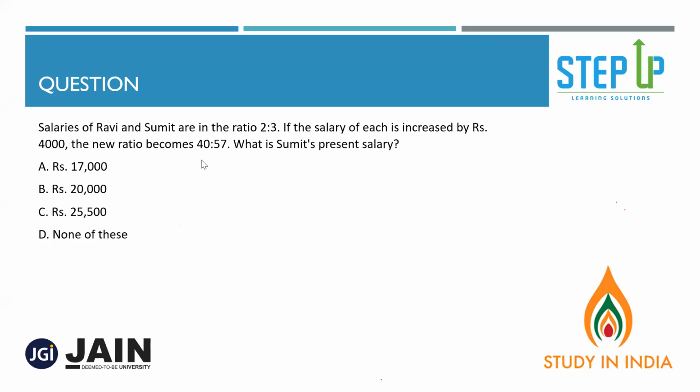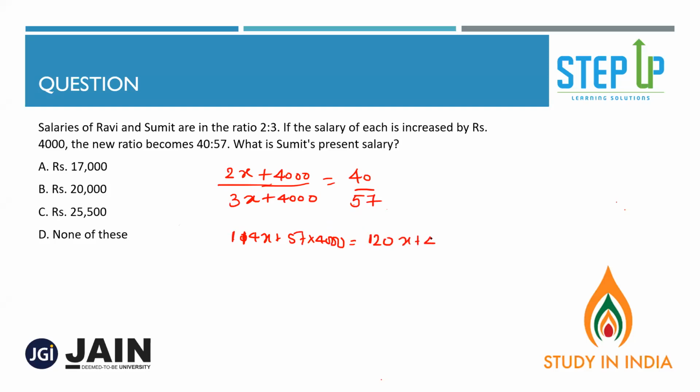So 34,000. So salary of A and Ravi, and this is 3x. The salary of each increased by 4,000. The ratio becomes 40 by 57. Is it negative? Negative should not be the case. 57 into 2 is 114x plus 57 into 4000, let it be like this. 40 into 3 is 120x plus 40 into 4000, let it be like this. Now what will go this side? It will be 6x, and 57 minus 40 is 17 into 4000.